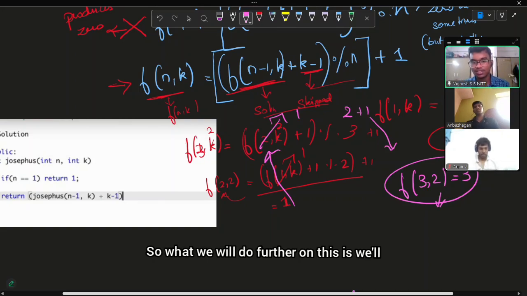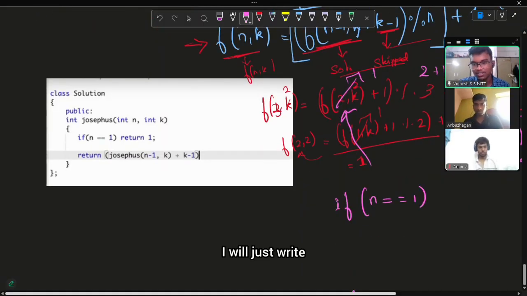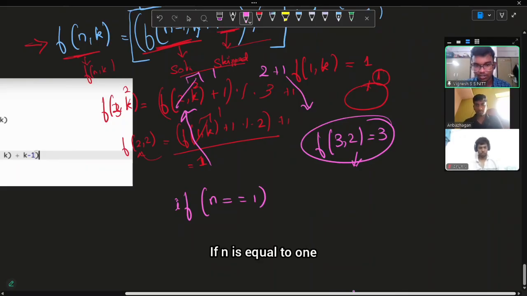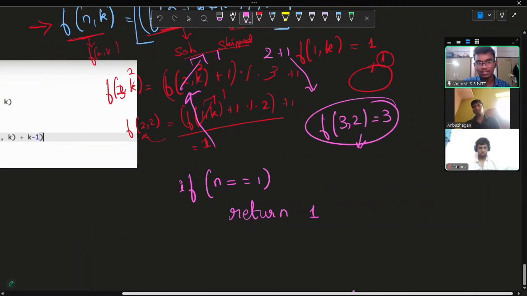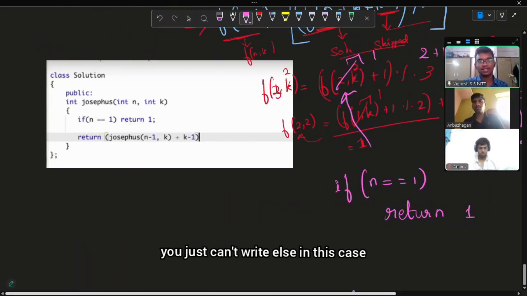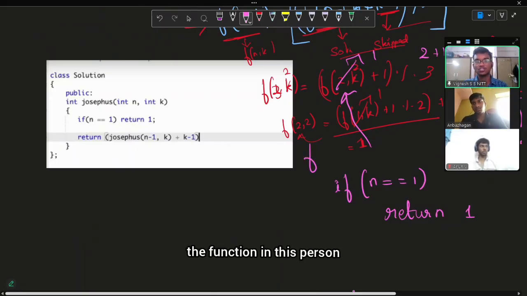What we will do further is write a code for this. The code is basically: if n is equal to 1, return 1, and else, in the different case, you can write else in this case, but you don't always need it. If you are putting it in a larger function, you don't need else. You can just define the function, Josephus.